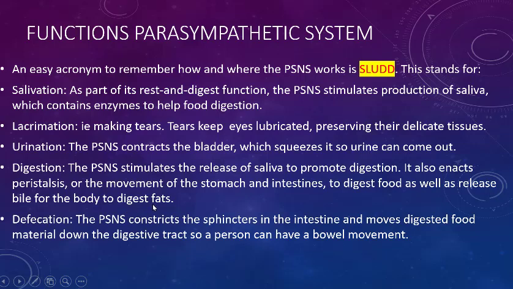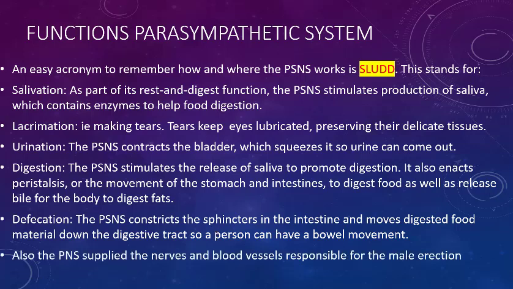And defecation, the parasympathetic nervous system constricts the sphincter in the intestine and moves digestive food material down the digestive tract so a person can have a bowel movement. Also, the nerves and blood vessels responsible for male erection are supplied by it. So the parasympathetic system also participates in sexual activity.